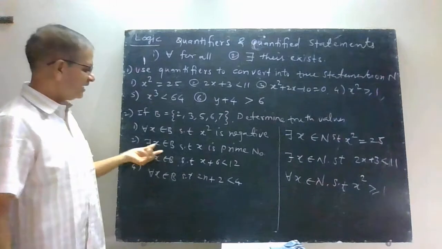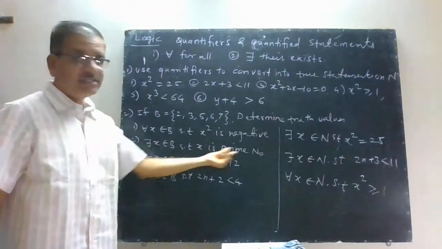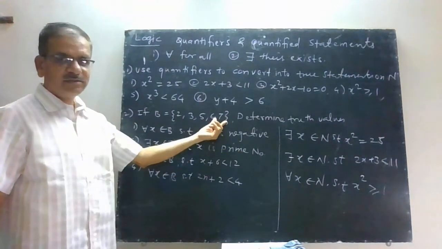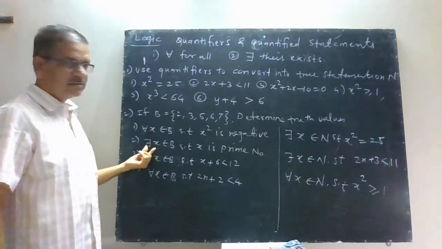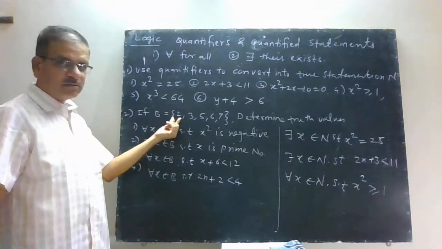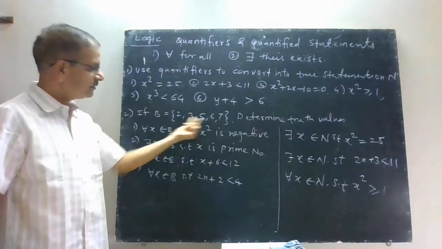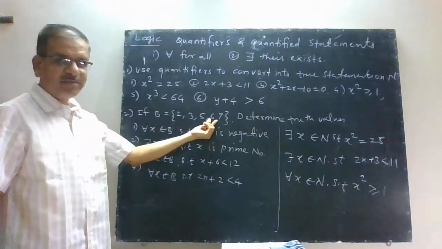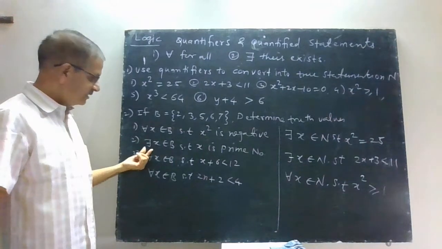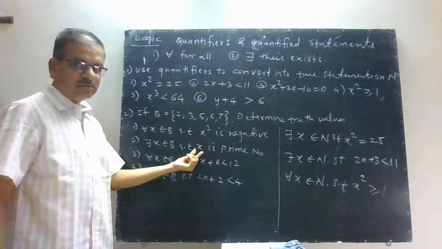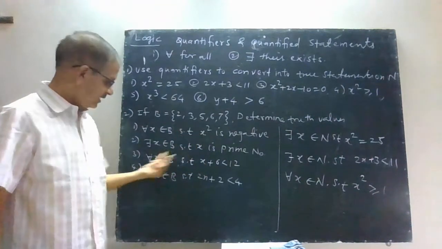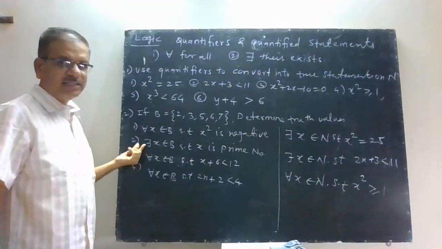Then secondly, there exists x belongs to B such that x is a prime number. Observe the numbers here. There exists x. So here, are all of them prime? No, 6 is not prime. So there exists. That means this statement is not true for all. That's why this statement is true, because there exists such an x here.